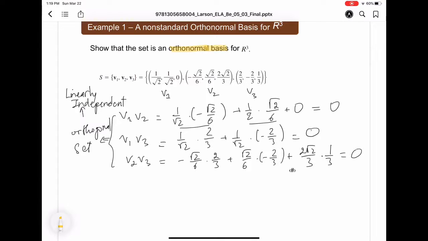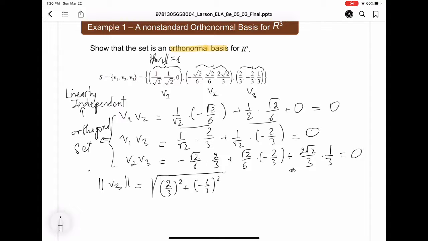That means the second condition: the norms of all vectors are 1. You can check that easily from here. Of course, this has norm 1. I write here that the norm of v1 is equal to 1. And if you calculate the norm of this vector, it should be 1 too, and this is also 1. Let me show you. Let's say the norm of v3, what's that? That is square root of (2 over 3) squared plus (negative 2 over 3) squared plus (1/3) squared.